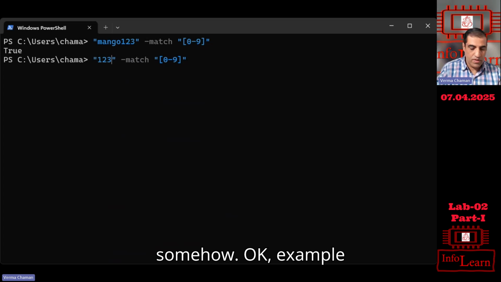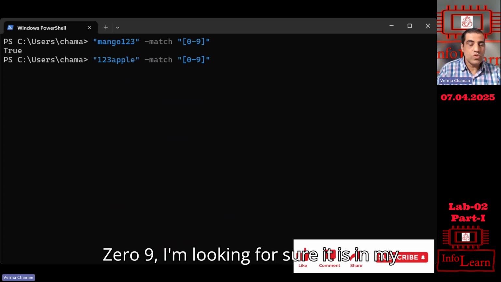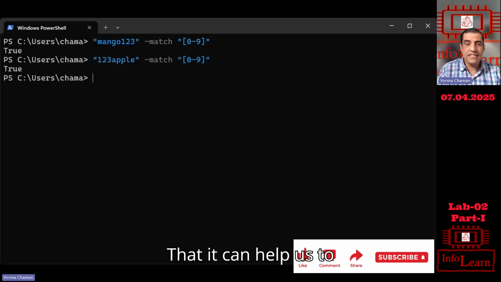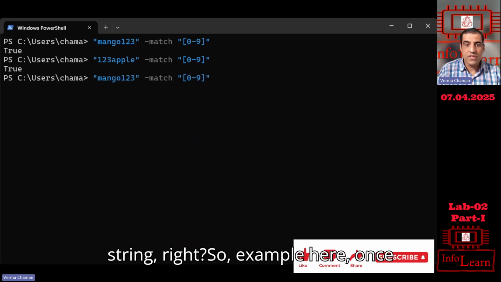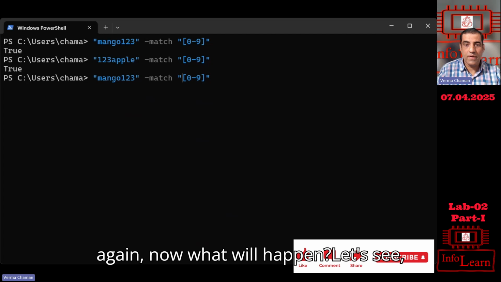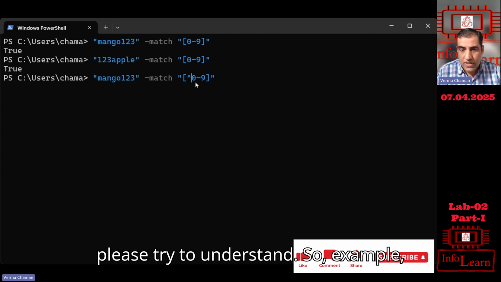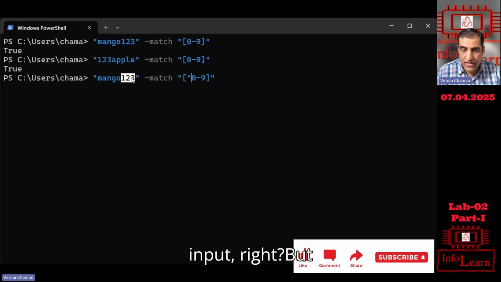For example, apple, and again 0 to 9. I'm looking for it, and sure, it is in my input, right? So what does it mean? It can help us search for a pattern in the input string. Once again, now what will happen? Let's see, you want to put negation here. Please try to understand. For example, I'm looking for 0 to 9, and sure, it is in the input.